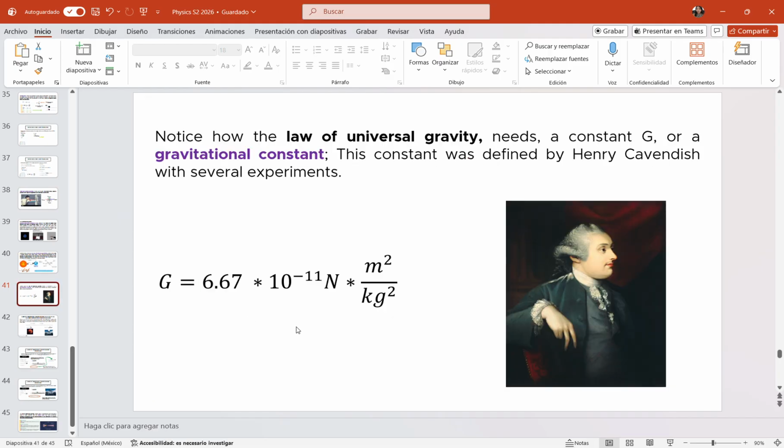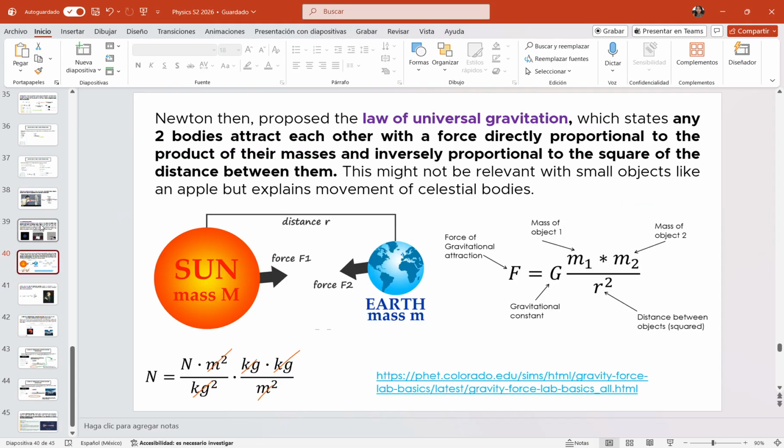In summary, the gravitational force can be measured using this formula. All people have been attracted to someone at some point of their lives, and it will always be true because we will always be attracted by the gravitational force.